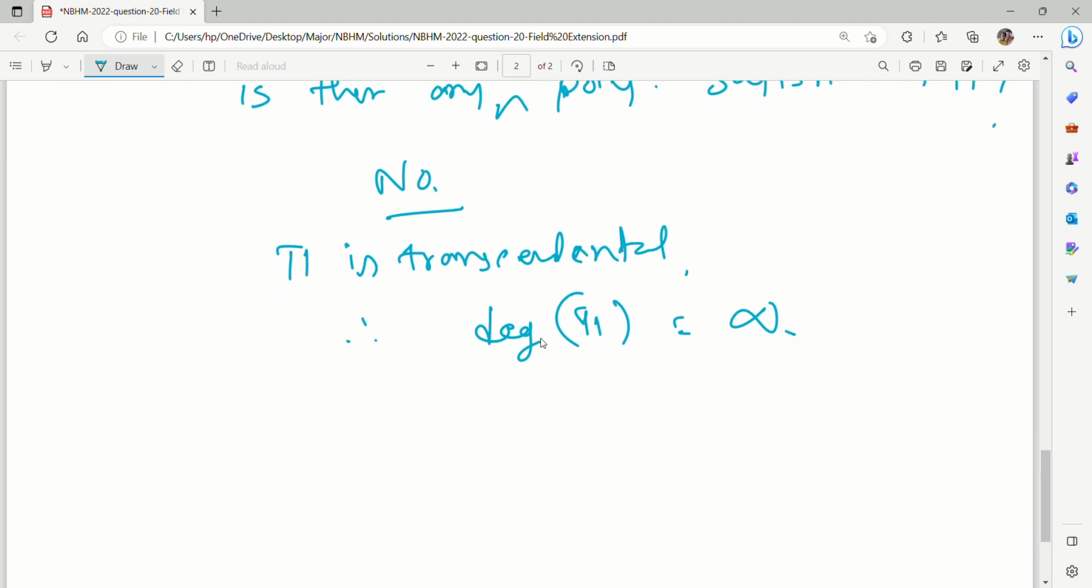Okay, so for the first one we have the degree of extension 4, for the second one we have degree of extension 8, and for the third one the degree of extension is infinity. So these three are the answers for these questions. I think it's pretty clear. Yeah, thank you.